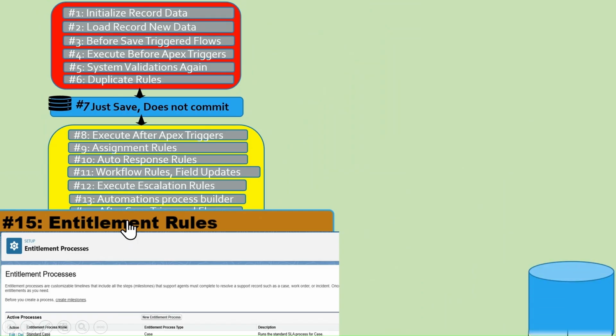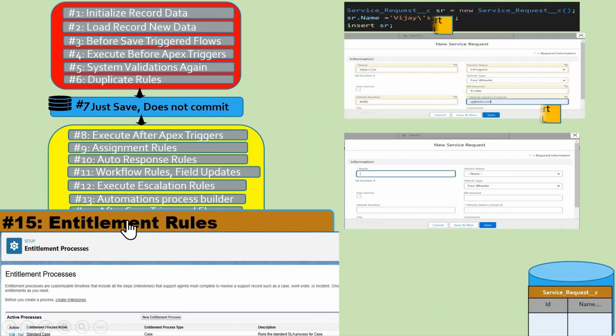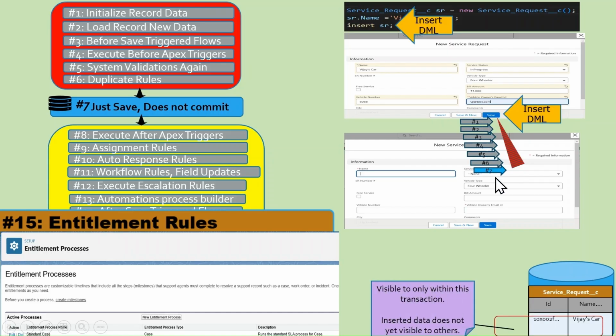So now let's see the order of execution for our insert DML. On click of save, the order of execution starts from 1 till 14, and then it moves to step number 15. As part of step number 15, it tries to check for the entitlement rules, but it doesn't find any entitlement rule for our service request. So it just moves to the next step.